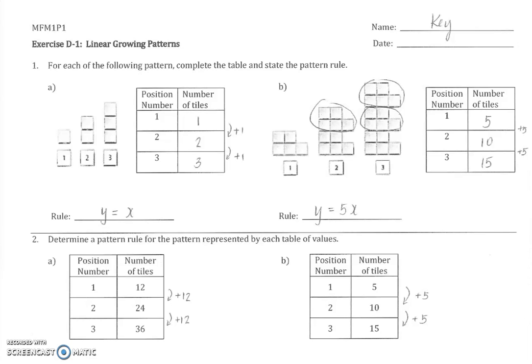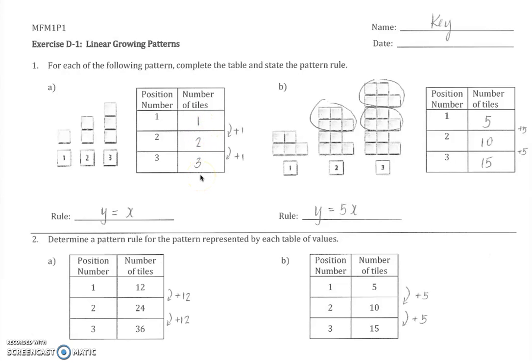Exercise D1, Linear Growing Patterns. 1. For each of the following patterns, complete the table and state the pattern rule. 1A, so by counting the tiles in each position, we have 1, 2, and 3.